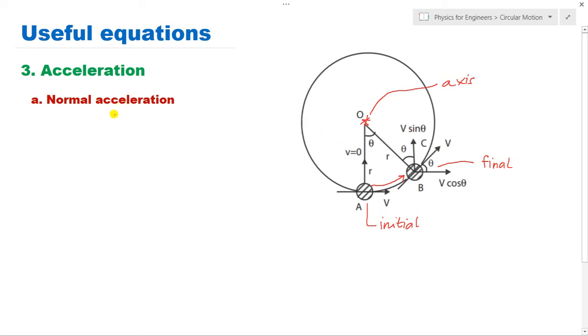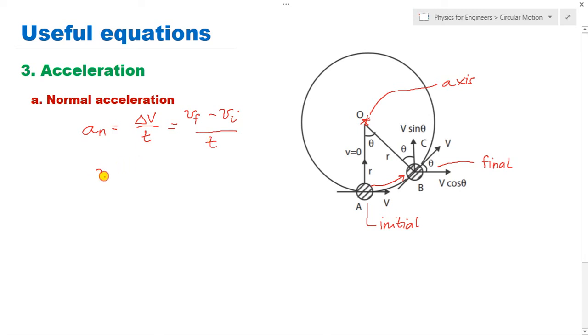And from the previous topics, we know that the normal acceleration is just the velocity component, or the velocity that is directed towards the axis. So this is the velocity, the rate of change of that velocity per unit of time. So what is our acceleration here? Our velocity at the initial, because this is delta v. So we have v final minus v initial all over time.